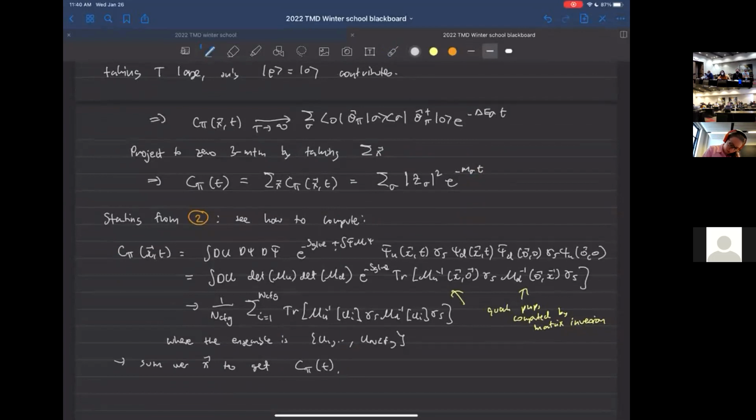So compute C pi t numerically, then fit to the functional form, which is this thing, to determine the mass we want.